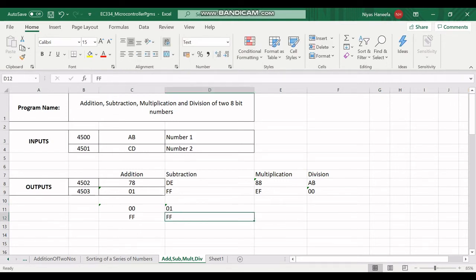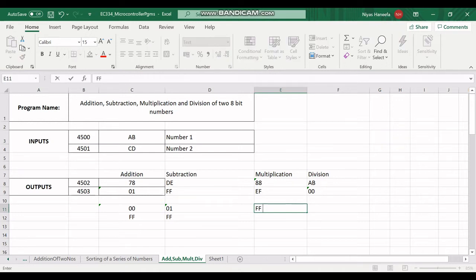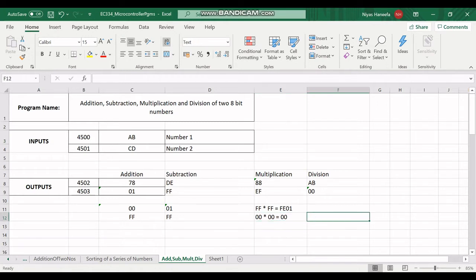Check in the calculator. Similarly, for multiplication, when you multiply two 8-bit numbers, you are going to get the result as a 16-bit number. If you multiply FF and FF, you are going to get FE01, which is a 16-bit number. If you are multiplying 00 by 00, you are going to get 00. So these are the worst case results. And for division, always the result will be within an 8-bit number. You can check in the calculator what I have told, based on which we are going to define the output locations.